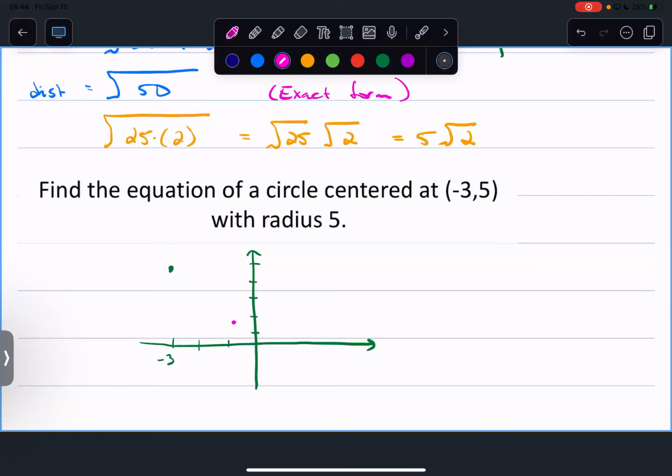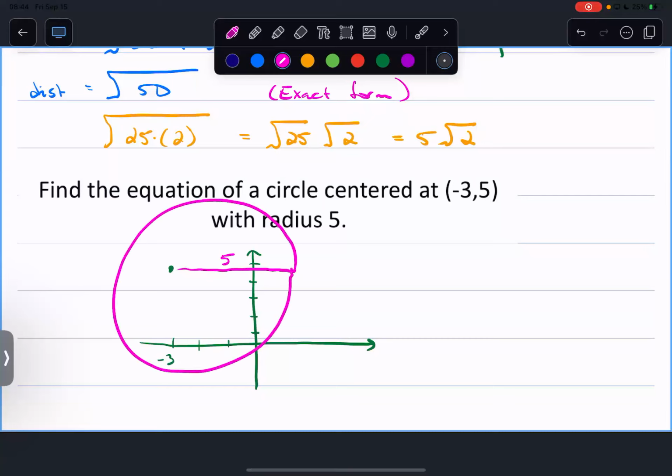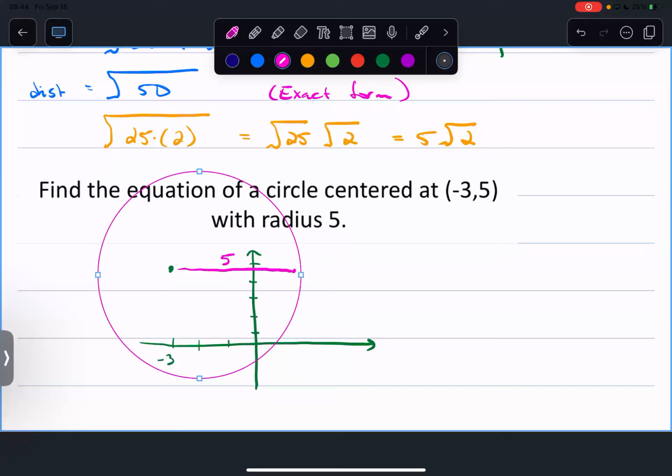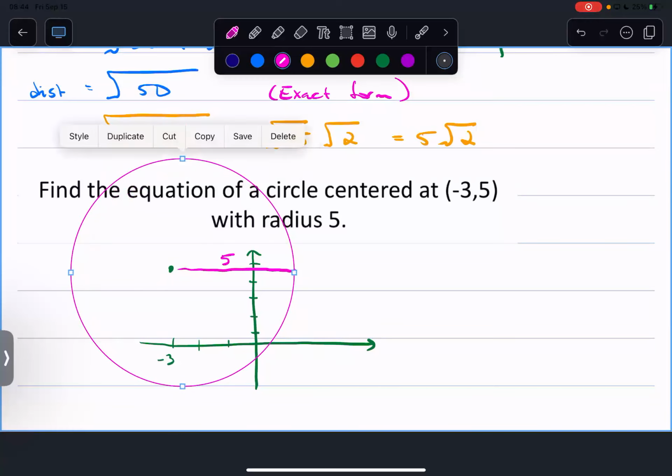How do I do that? 1, 2-ish to here, right? I'm going to force this distance to be 5. And then I'm going to draw a circle. Okay, well. I feel like it needs to be a little bit bigger. Not very good, but that's the idea.